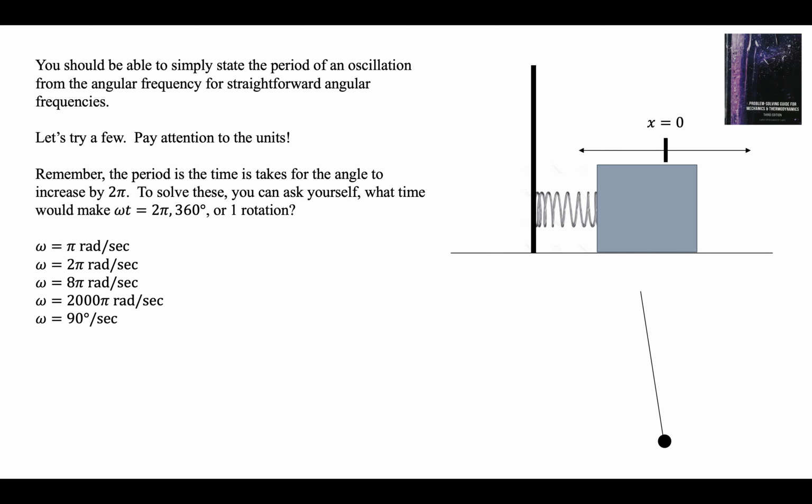90 degrees per second. If it goes 90 degrees every second, how long does it take to get around? How long does it take to go 360 degrees? It's 4 seconds, right? 360 degrees per second. What's the period? It's 1 second.